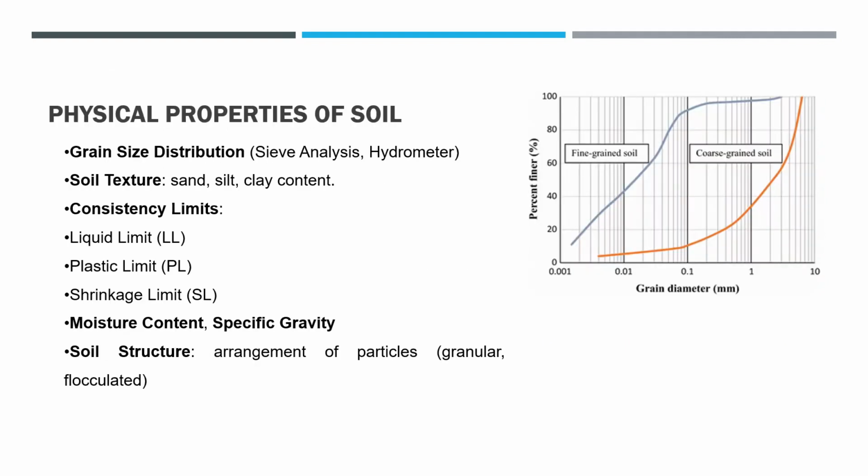The next is physical properties of soil. The physical properties of soil include grain size distribution, soil texture, consistency limits, moisture content, specific gravity, and soil structure. All these physical properties are the key to find whether the soil is fine grained or coarse grained, to know its texture, to know whether it is in liquid stage, plastic stage, or shrinkage stage, the arrangement of its particles, its specific gravity. So, by knowing all these physical properties, we could analyze or categorize a soil as a particular soil.